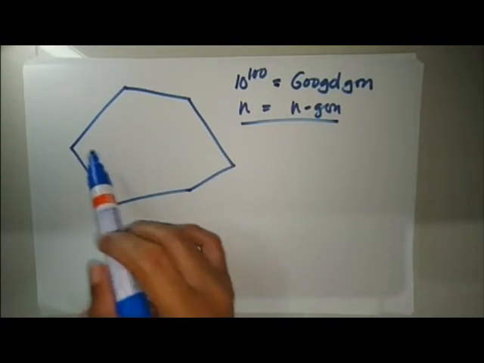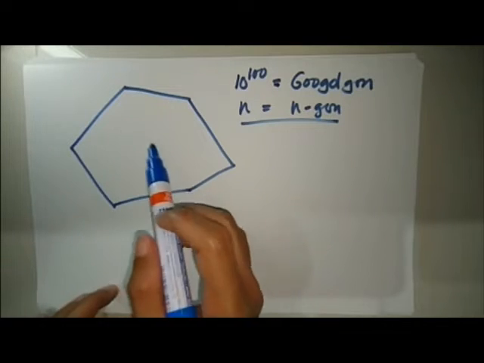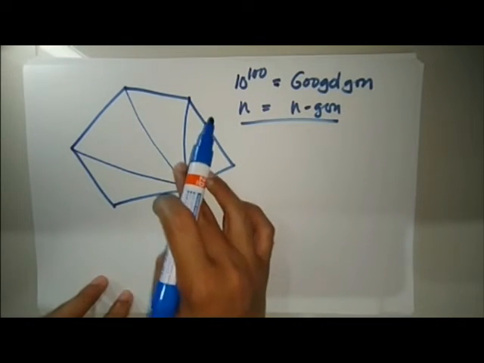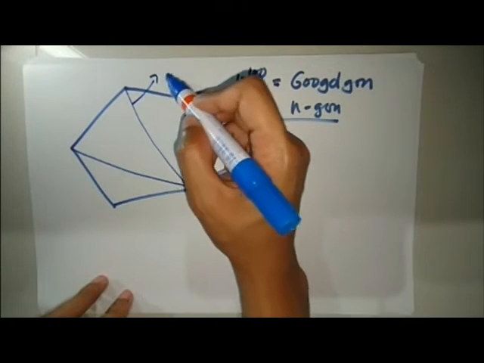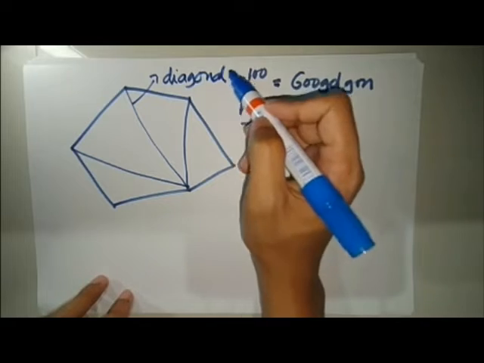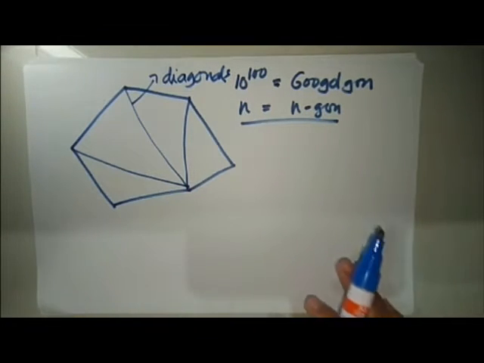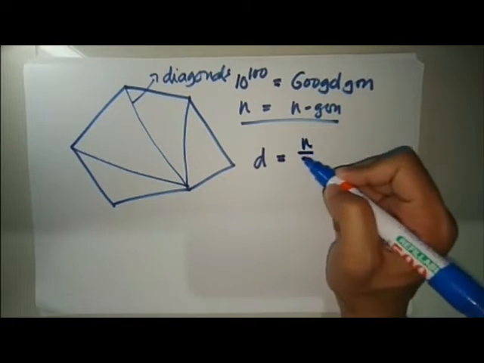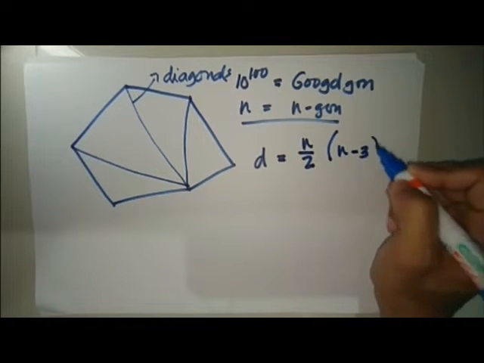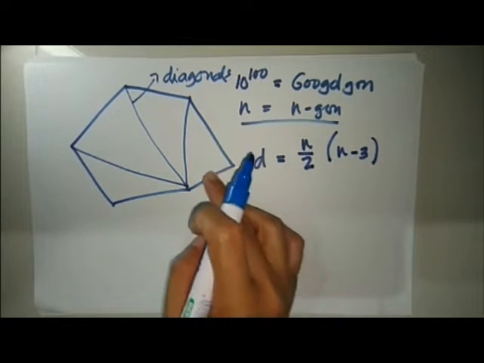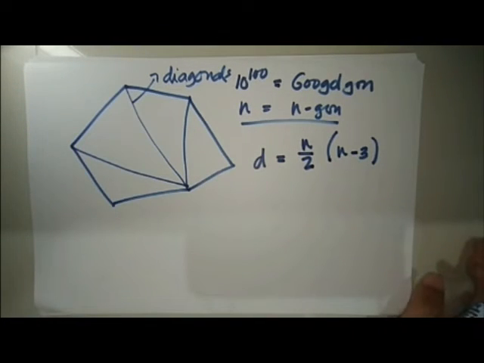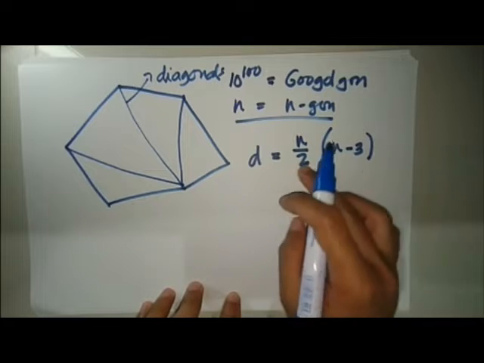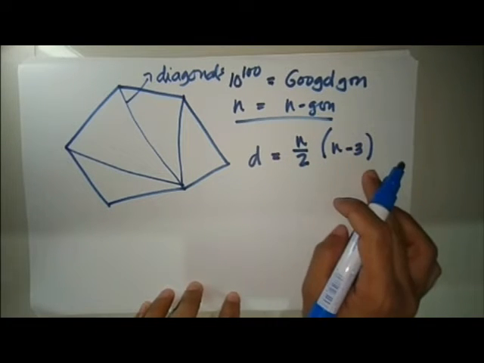Here we have an example. If we draw lines between opposite vertices, those are called the diagonals. So what is the relationship between the sides of a polygon and the number of diagonals? The number of diagonals is given by this formula: n over 2 times n minus 3, where n corresponds to the number of sides of a polygon. So the number of diagonals is equal to n over 2 times the quantity n minus 3.